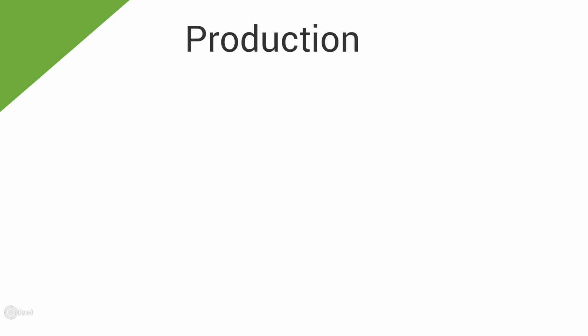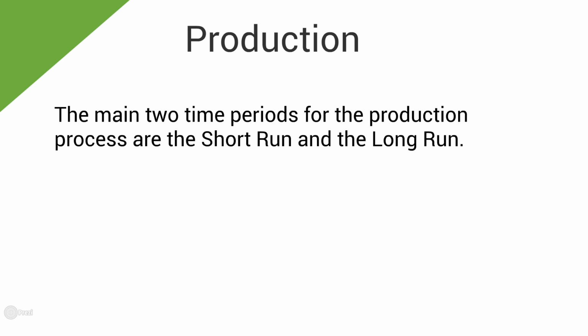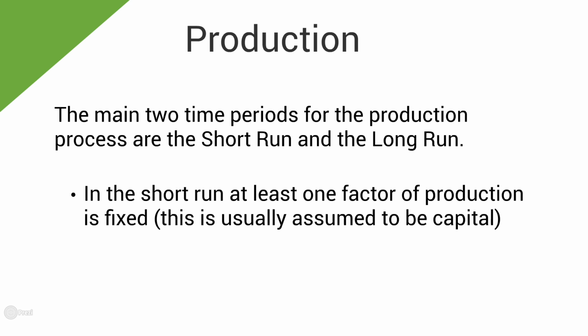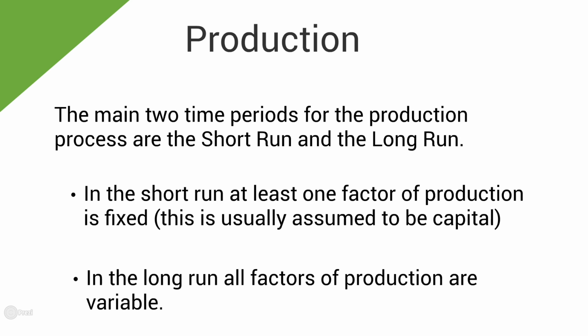In economics we have various time periods. The main two time periods for the production process are the short run and the long run. In the short run, at least one factor of production is fixed. We usually assume that this factor of production is capital. In the long run, all of the factors of production are variable. So in the short run, at least one factor of production is fixed, and in the long run, no factors of production are fixed. All the factors of production are variable.